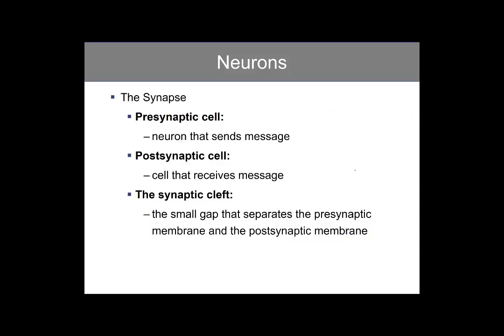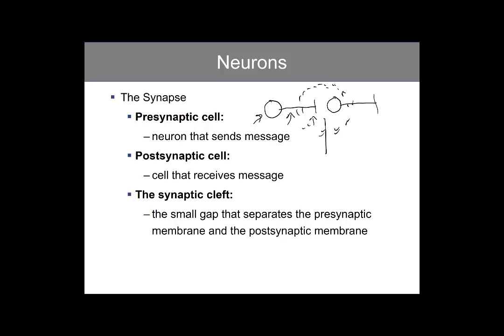When we talk about a synapse, I'm going to draw a very crude representation of an axon. Here's your cell body. There's your axon, and here's your axon terminal. And I'm going to draw a second neuron. So here we have two neurons, and here is our synapse, the junction between these two neurons.